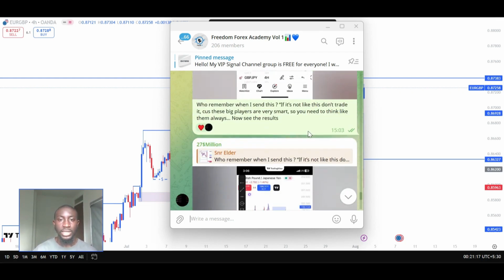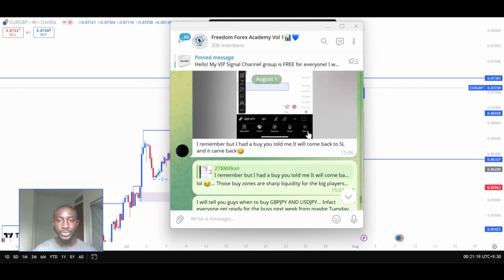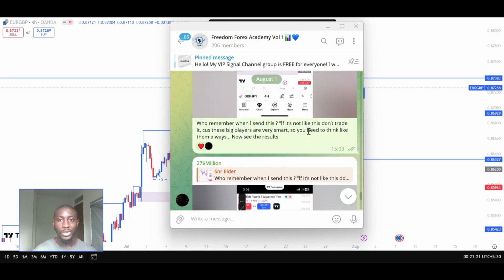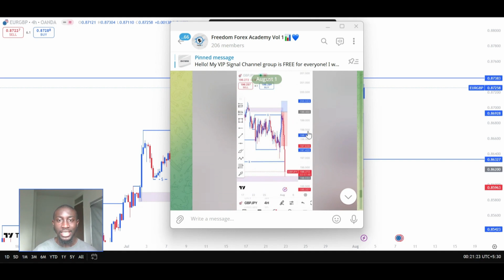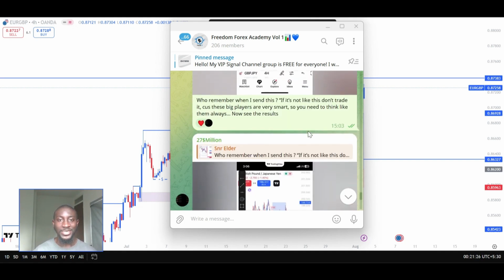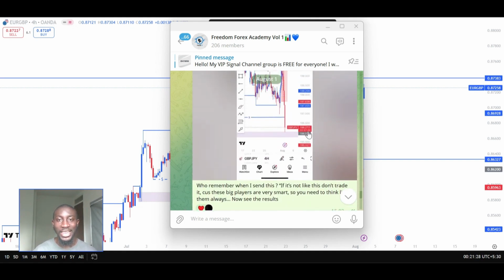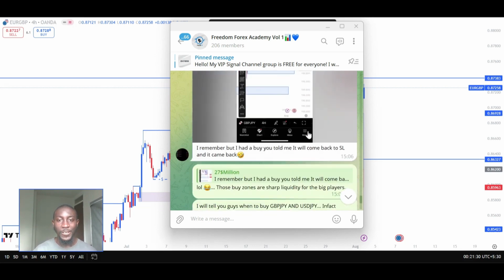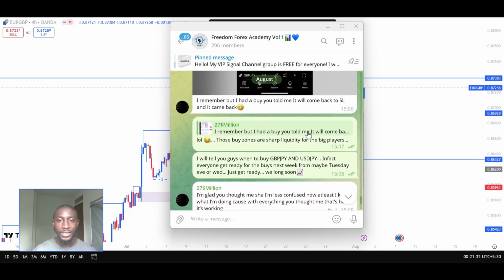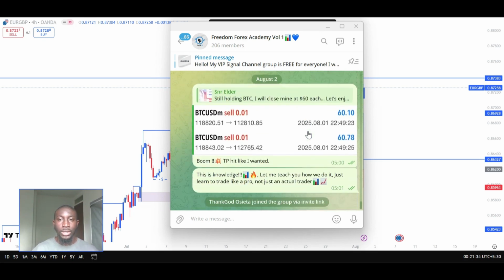So as a forex trader, stick to your plan, know what you are doing. Look at me. Some of my students were confirming it when I told them that. Okay, this is GBP-JPY. I didn't show you guys GBP-JPY. So it is what it is.